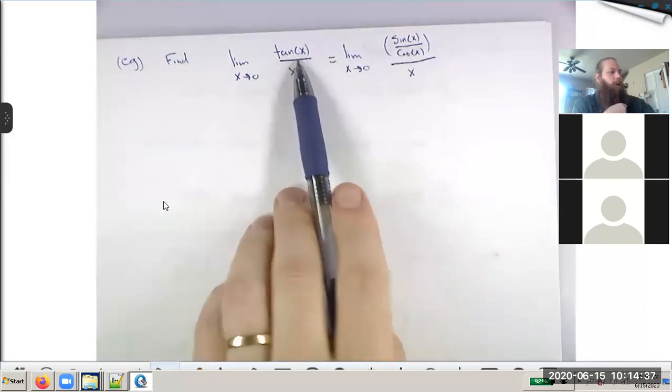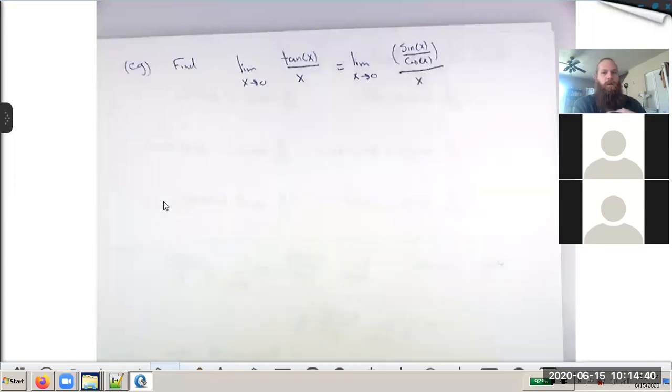So I begin by rewriting tangent as sine x over cos x. And I'm doing that because I'm trying to get that sine x over x limit to show up. That's my goal. That's really the only thing I have that'll let me gain any control over something like this.